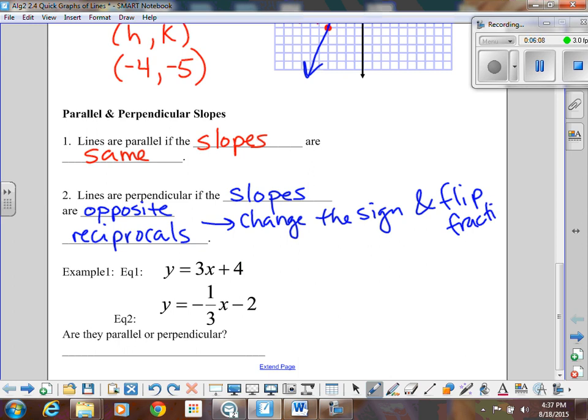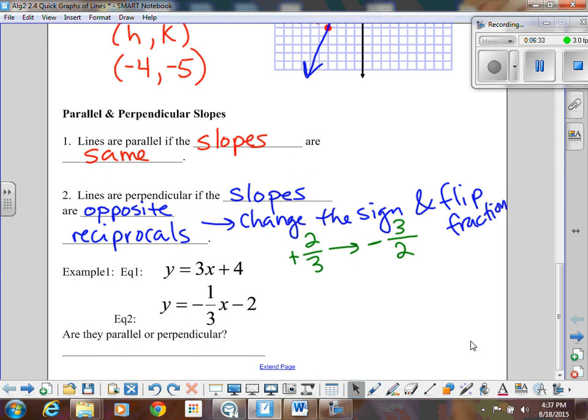So here's what I mean by that. If the original slope is 2/3, the opposite reciprocal of that would be negative 3 over 2. So notice the original one was positive, the opposite reciprocal would be negative, and I flip the fraction. So let's do an example.